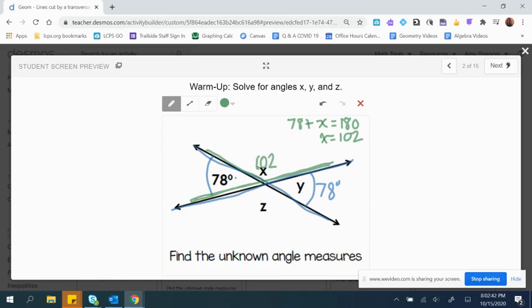Now again, we've got vertical angles occurring, and remember, every intersection of an x has two sets of vertical angles. So your angle x is also then going to be congruent with angle z. Those are, again, vertical angles, so those are going to be congruent to each other.